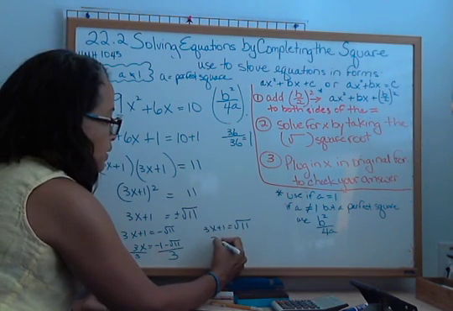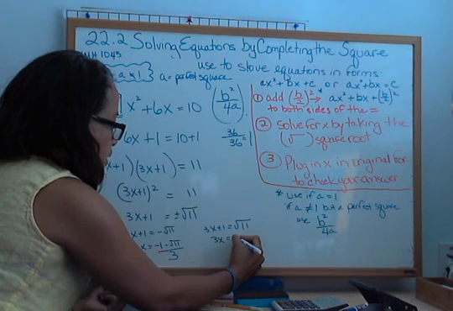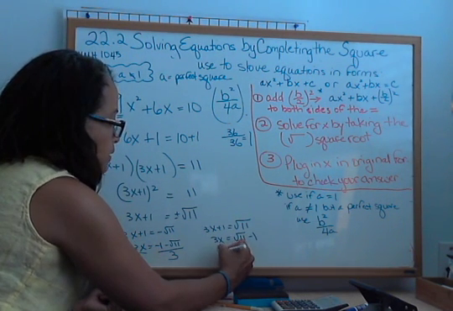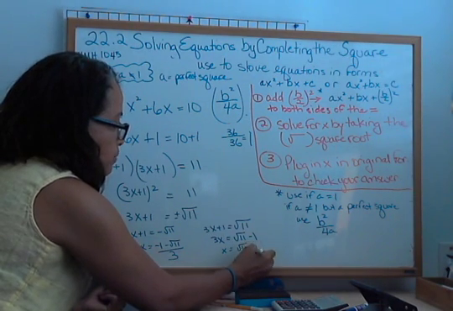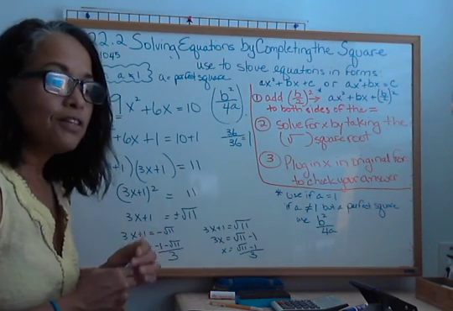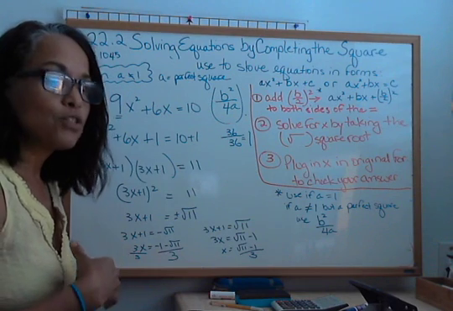I do the same thing here. 3x equals square root of 11 minus 1. X is equal to square root of 11 minus 1, divided by 3. So they're not hard. Actually, they're pretty easy once you understand how to make the square perfect.